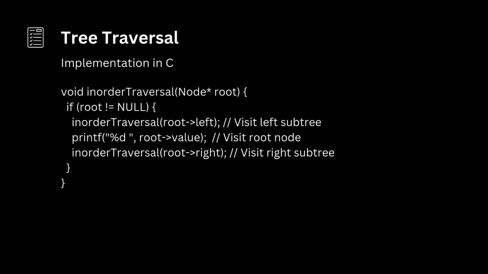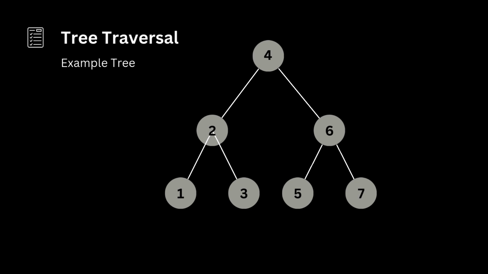Let us see this with an example tree. In the in-order traversal, first it visits the left subtree. So it will first visit node 1 and then the root node of this subtree, that is 2, and then the right one, that is node 3. Next it will visit nodes 4, 5, 6 and 7. The output of the in-order traversal would be 1, 2, 3, 4, 5, 6 and 7.